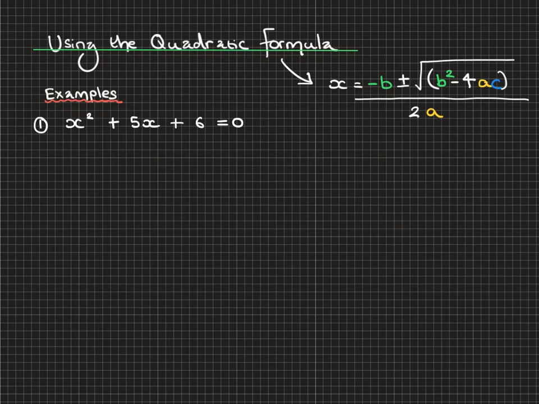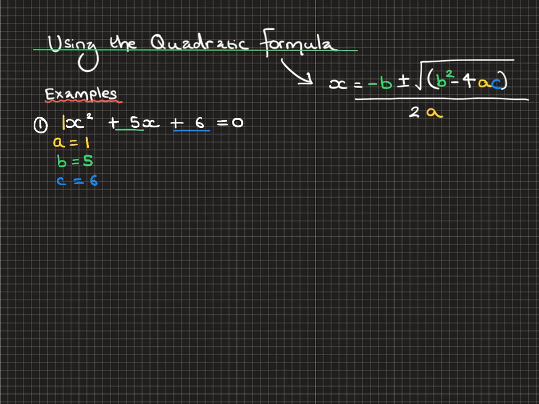So let's look at the first example, x squared plus 5x plus 6 equals 0. Now your first job is to identify your values of a, b and c. So if we write in a 1 here, we can say that a is equal to 1, b is clearly equal to 5, and c is clearly equal to 6. Now, let's substitute into the formula which I've written up on the top right-hand side.